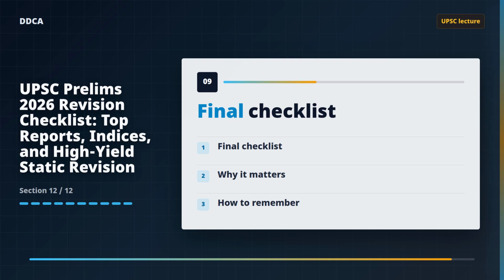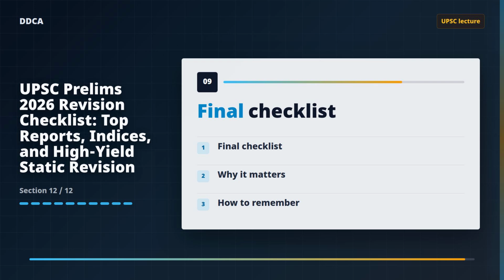6. Revise the main UN and global institutions and what each one generally covers. 7. Do not memorize random numbers unless they are stable and verified. 8. Revise by theme, not only by title. 9. Always check whether a report is Indian or global. 10. In the final week, focus on accuracy and repetition, not on collecting new material.